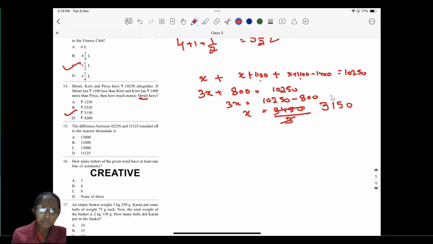So what we do is we can just round off these numbers to the thousand place and then take the difference. So 42,250 can be rounded off to 42,000 only. And 31,125 can be rounded off to 31,000 only. Now, when we take the difference, we are having 11,000. So that is B.